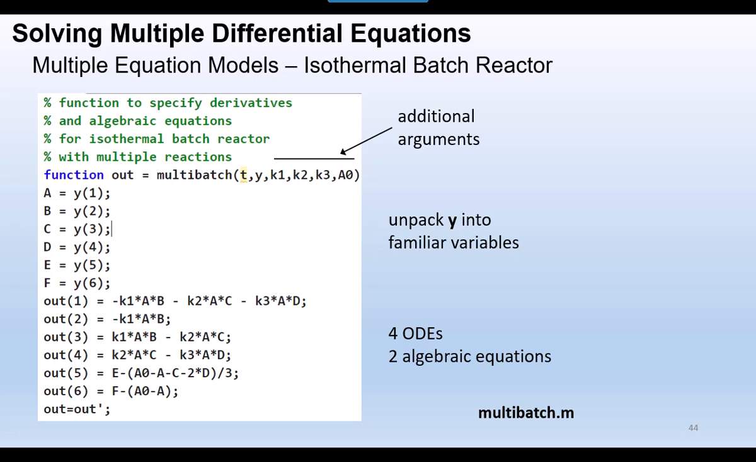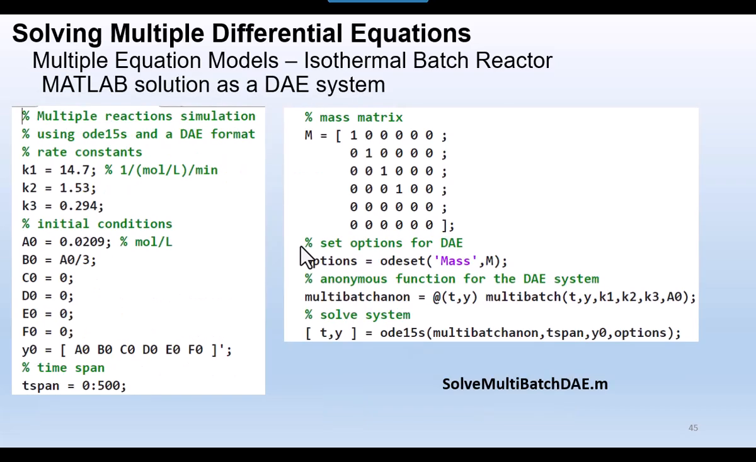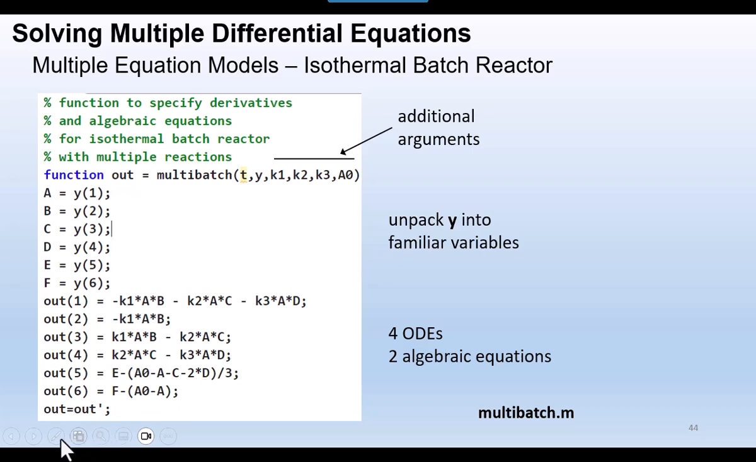It shows here the additional arguments that we had because we use A0, initial value of A, in our stoichiometric relationships, and we need all three Ks, right? And so that is that, 4 ODEs and 2 algebraic equations. And then this is the start of the script to solve this, noting the use of the mass matrix.